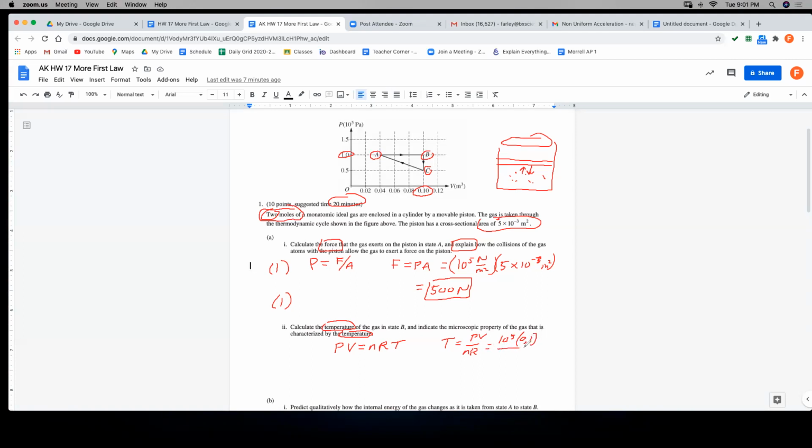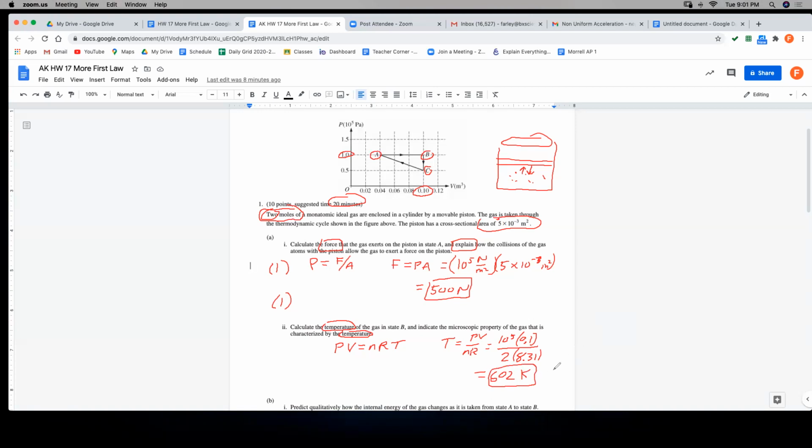Okay. Our n is 2, and our R is 8.31. And so that gives us a temperature of 602 Kelvin. Okay. All right, so that's 1 point there.